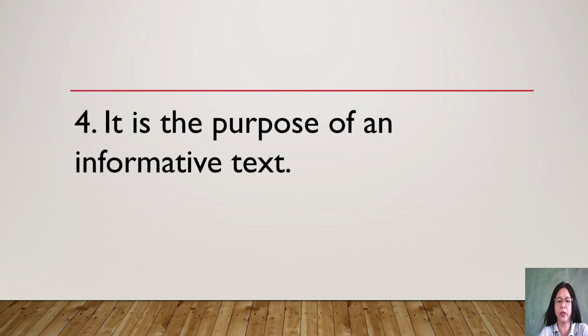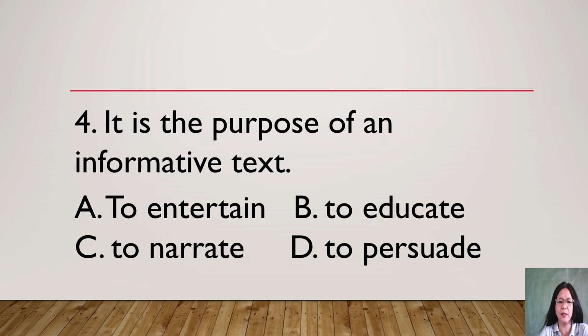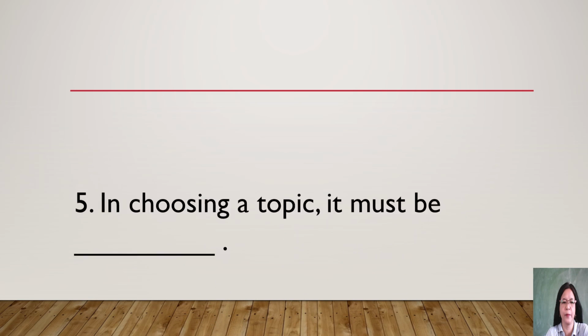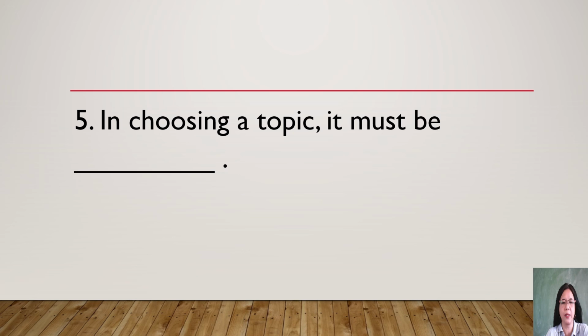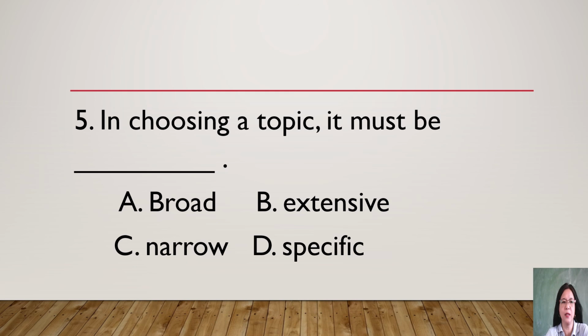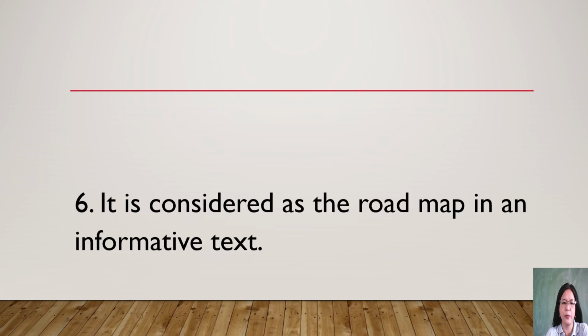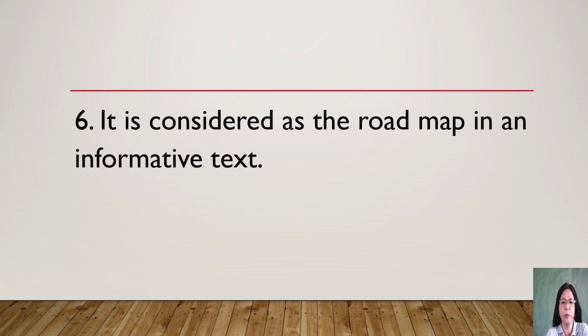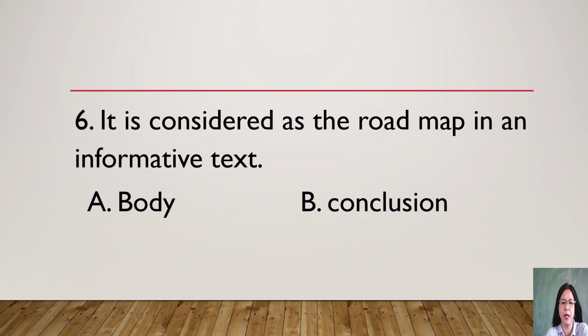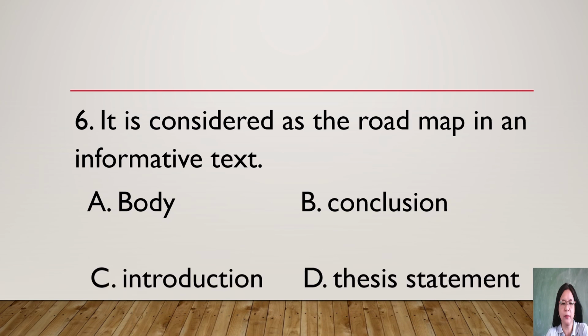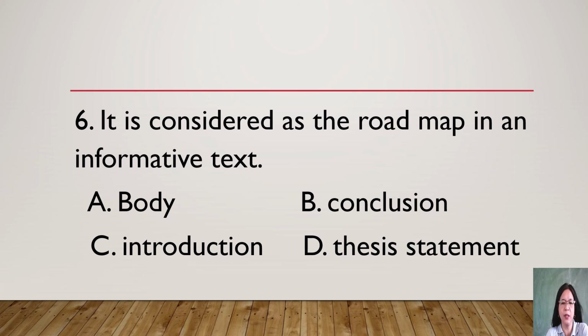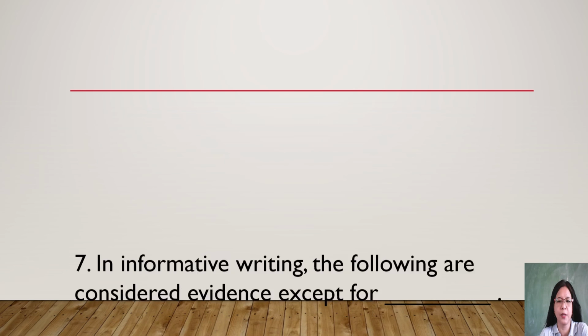Number 4. It is the purpose of an informative text. A. To entertain. B. To educate. C. To narrate. D. To persuade. Number 5. In choosing a topic, it must be blank. A. Broad. B. Extensive. C. Narrow. D. Specific. Number 6. It is considered as the roadmap in an informative text. A. Body. B. Conclusion. C. Introduction. D. Thesis statement.